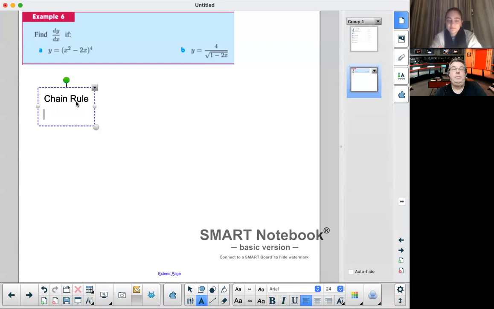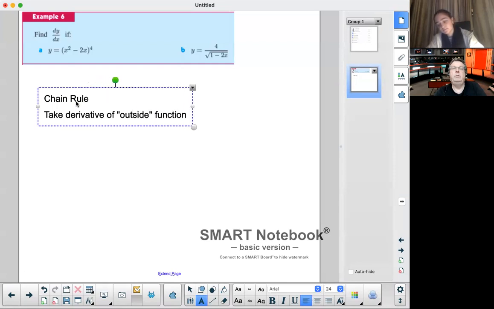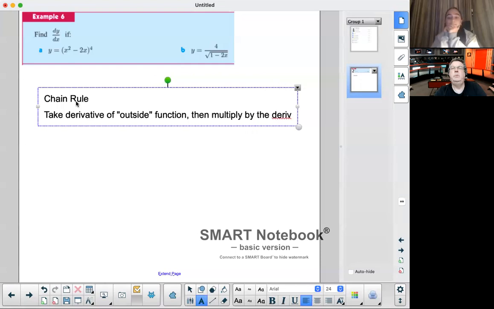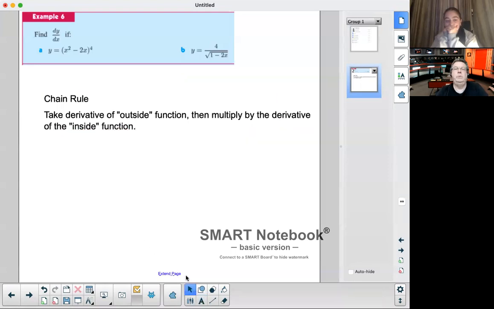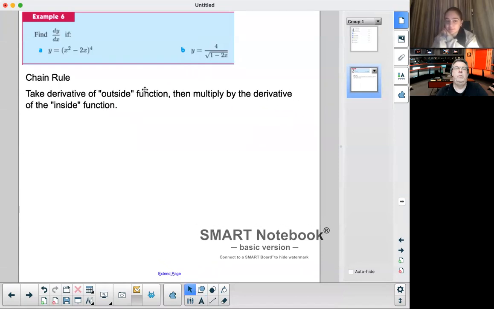Okay, chain rule. Derivative: take the derivative of the outside function, then multiply by the derivative of the inside function. That's the chain rule. Okay. That's recognizable, actually. Good. So let's take a look at A.